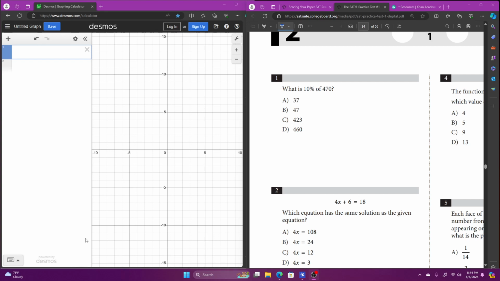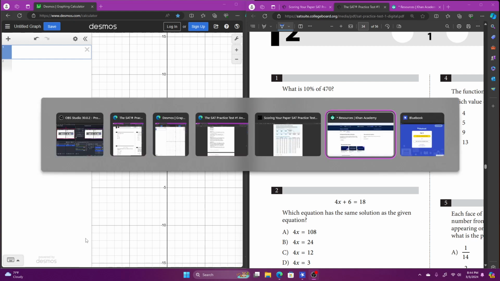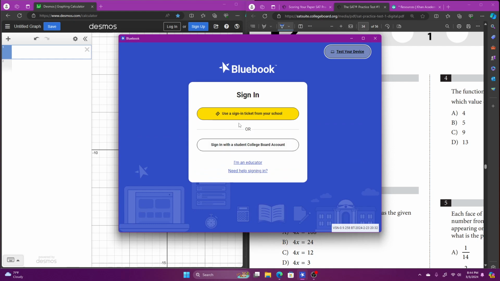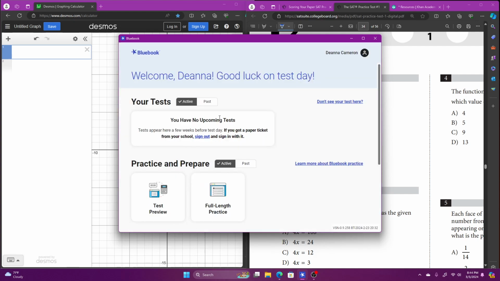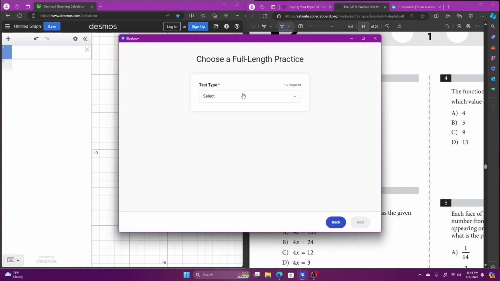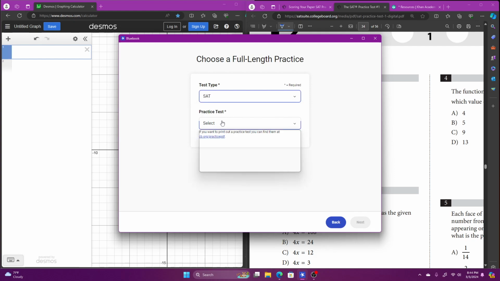Today we're taking a look at the digital SAT practice. And in order for you to get the best practice, I recommend downloading the Blue Book app from College Board. You just log in with your College Board account. And when you look here, you have 4 full-length practice tests for the SAT.